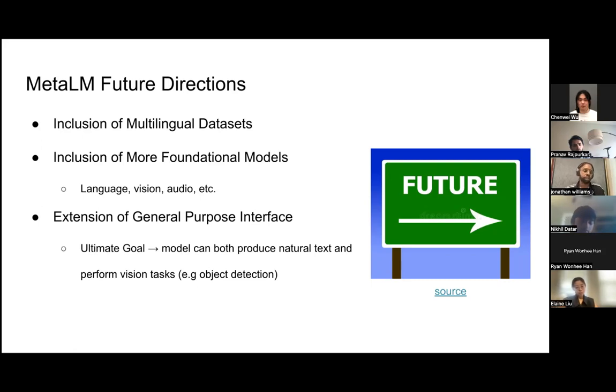And a very natural future direction is the inclusion of more foundational models. So the current iteration of MetaLM only incorporates a vision foundational model and an NLP foundational model. So in the future, they would like to incorporate an audio foundational model, so you can have more senses. You can have vision, audio, etc. By having those more foundational models, you give your model more senses that it can use to perceive and provide predictions. And they would also like to extend the general purpose interface layer so that it can produce not only natural text, but can also perform vision tasks. So let's say it could perform object detection or object classification. That would be a very exciting future direction for the project.